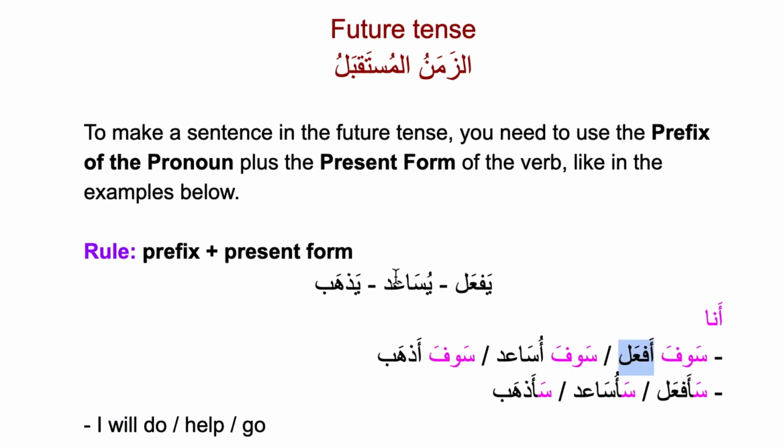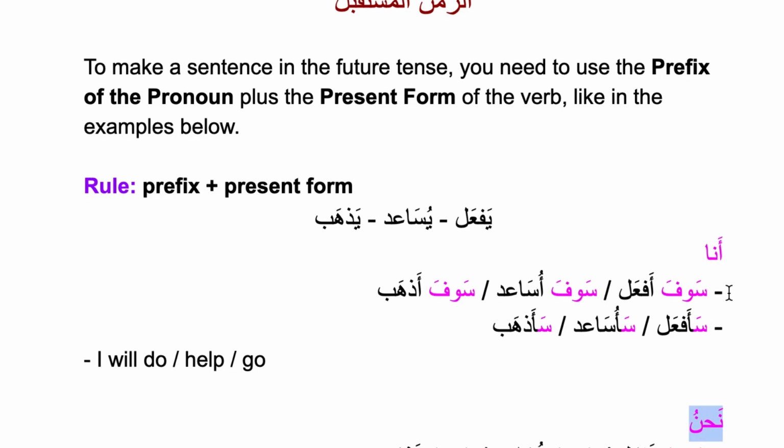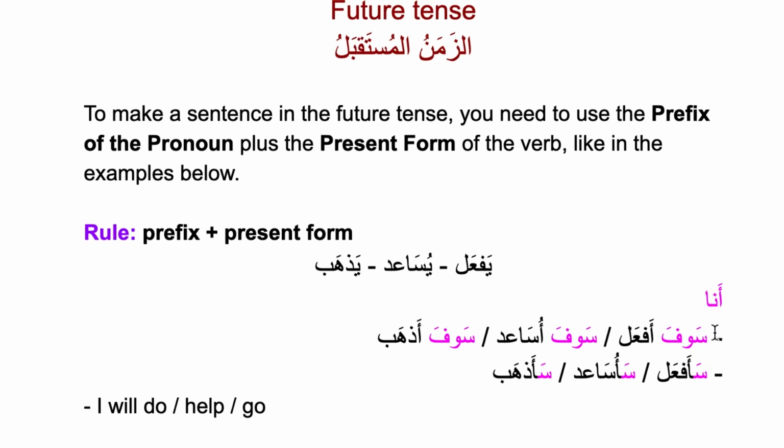And since the future tense uses the present tense form, we don't have many rules here. We have only one rule, which is adding a special prefix, and in this case, either sawfa or the letter sin with a fatha on it. Meaning, if we remove the sawfa and say only af'al, it will be in the present tense. Means I do. So af'al, I do. Sawfa af'al, I will do. And in the future tense, we don't need to use the pronouns. For example, ana, nahnu, anta, which means I, we, you. We can just start with sawfa followed by the present tense, like in the examples here.